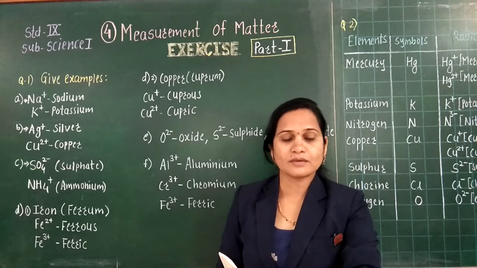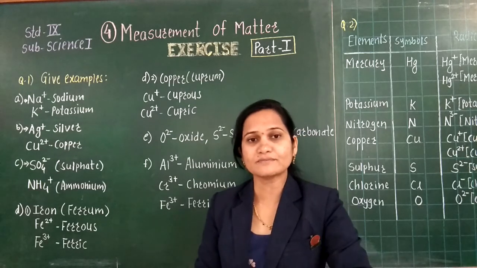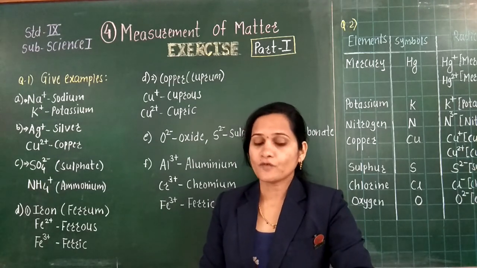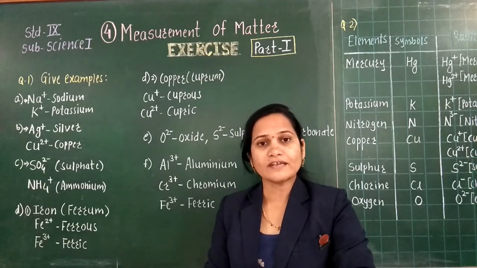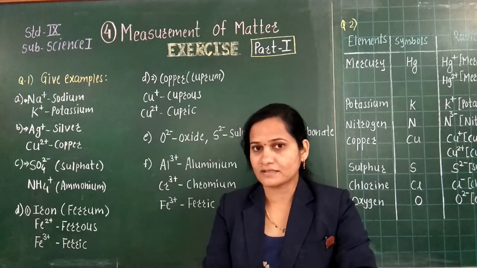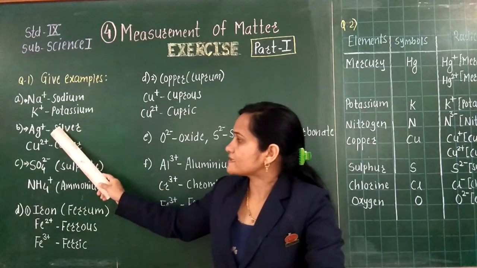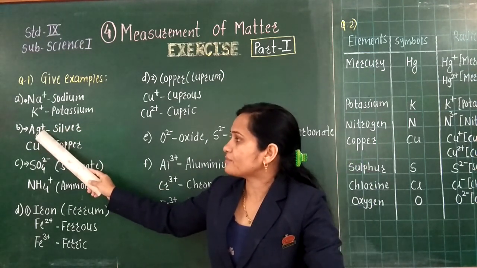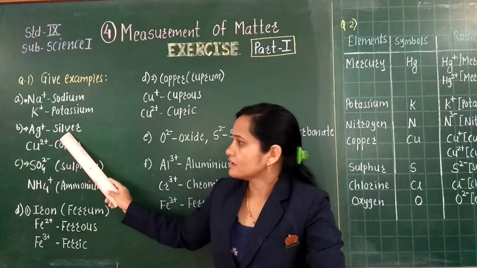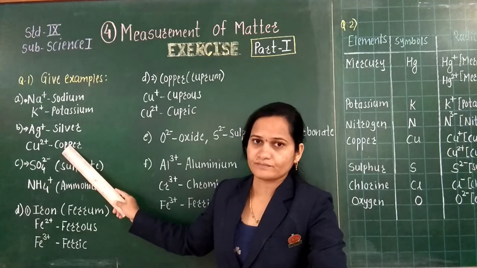Now see question number B, basic radicals. What do basic radicals mean? They are formed by the removal of electrons from atoms of metals. So for question B, the 2 examples are Ag plus, silver, and Cu2 plus, copper.